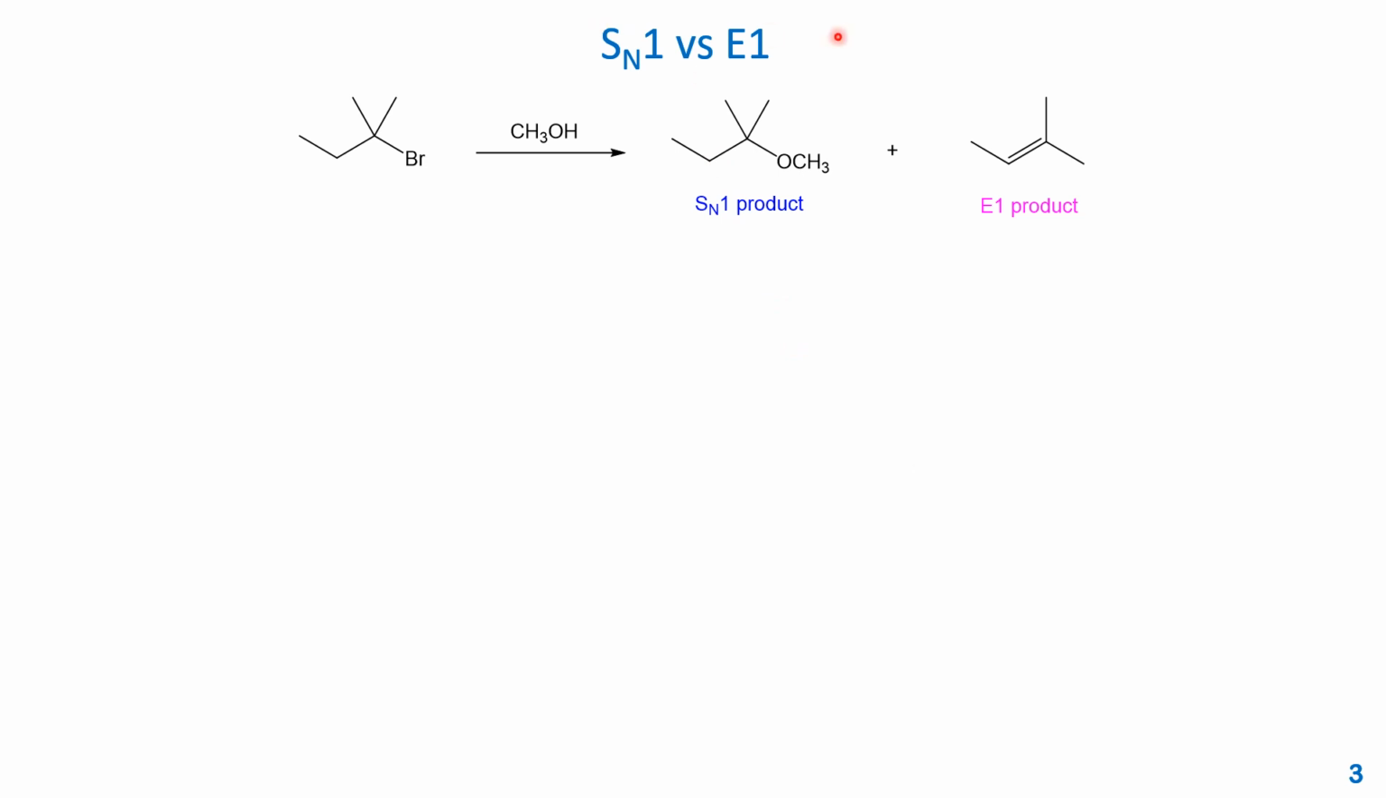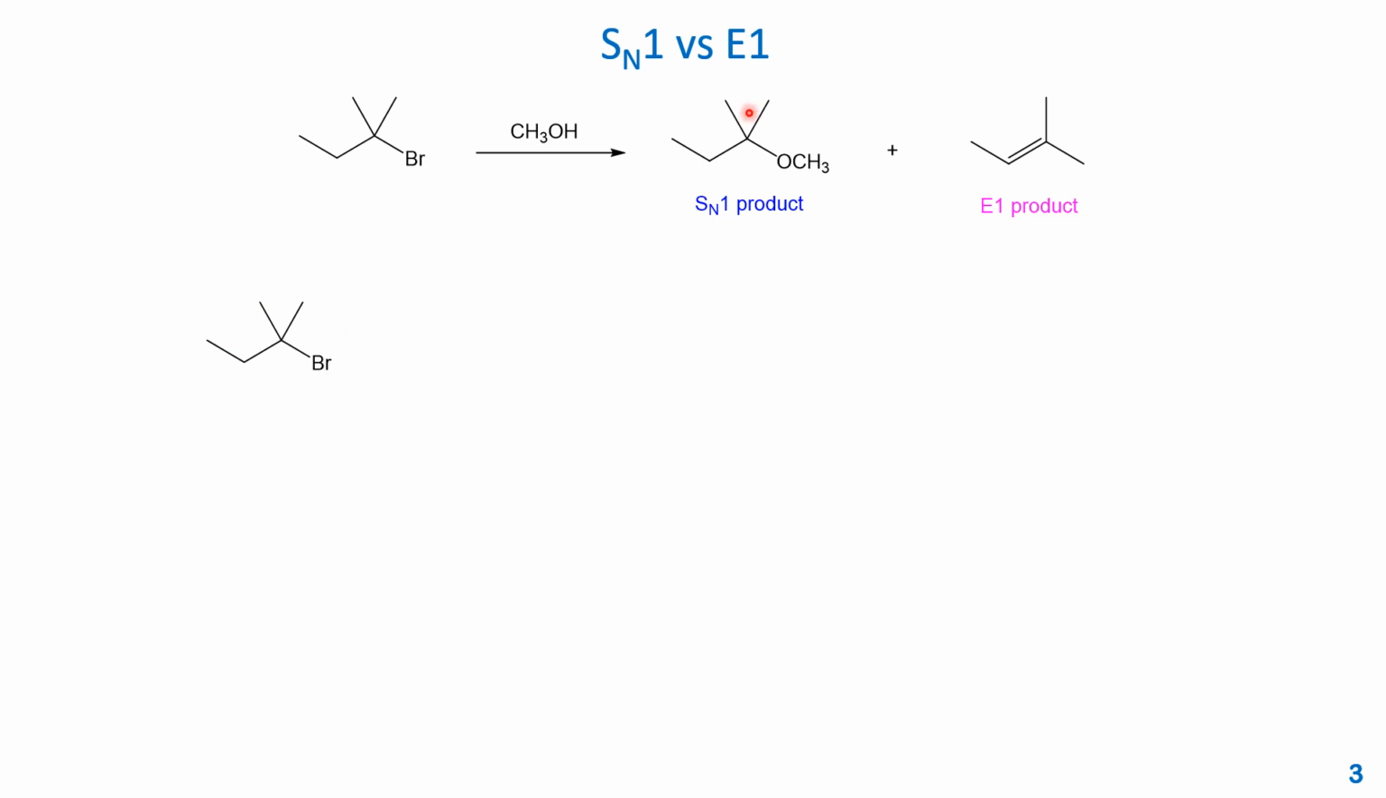I use this tertiary bromide as the substrate and use this SN1 E1 condition, which is methanol. And you could also have two possible products, the SN1 product and the E1 product. And you may notice that I used a tertiary bromide as the example. I didn't use a primary bromide. So now you will see why. Okay, let's look at the mechanism of these two reactions.